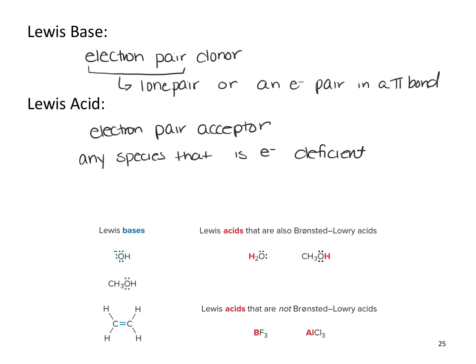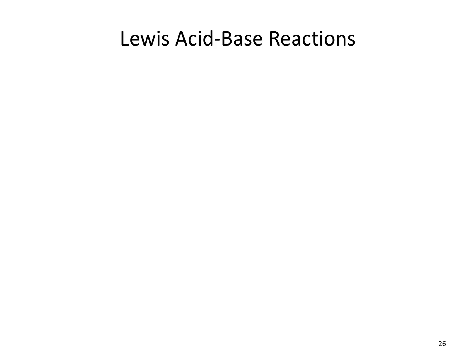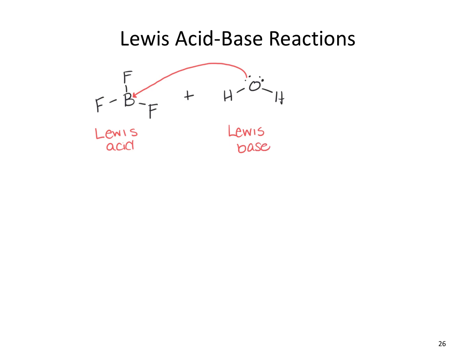I want us to look at some examples of Lewis acid-base reactions. And so let's look at the mechanism for this reaction. Okay, so in this reaction, what happens is the electrons on the oxygen will come and attack the electron deficient boron. That makes this the Lewis acid, right? And then the water here is the Lewis base. And that forms 1 bond.